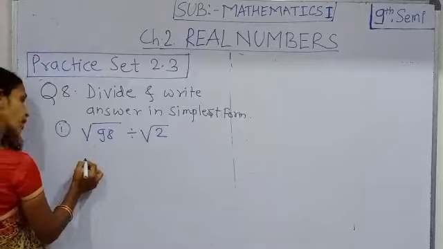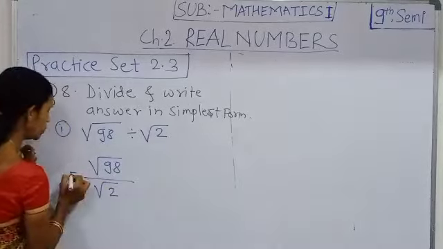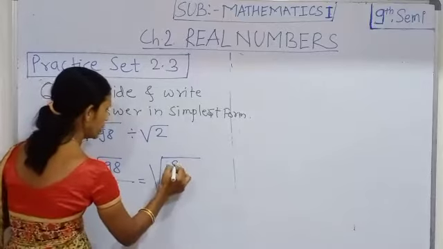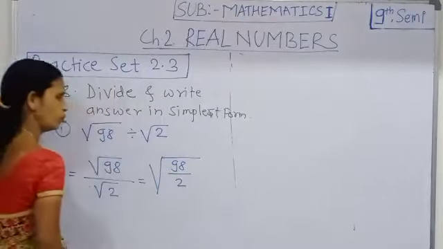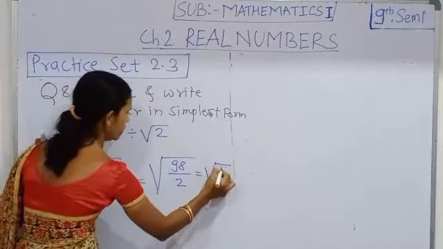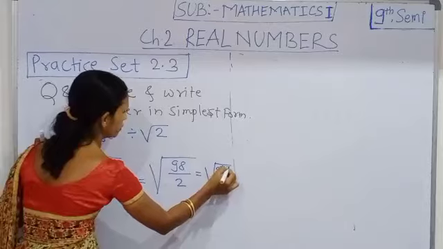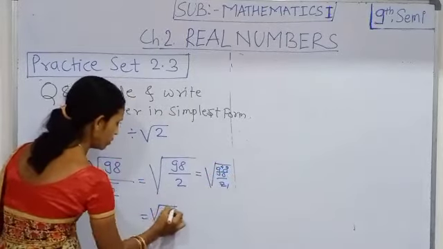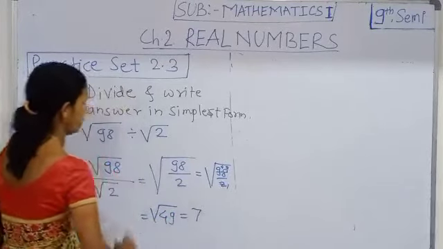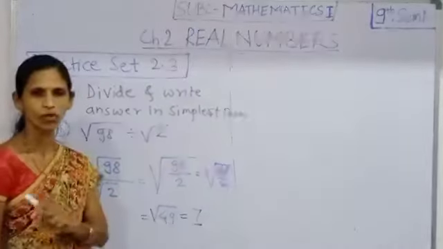Then see here, root 98 divided by root 2. It should be written like this: root 98 divided by 2. Therefore we have to simplify. Root 98 divided by 2: 2 1s are 2, 2 4s are 8, 2 9s are 18, therefore root 49. Therefore root 49 is 7. That is the answer, which is in the simplest form.